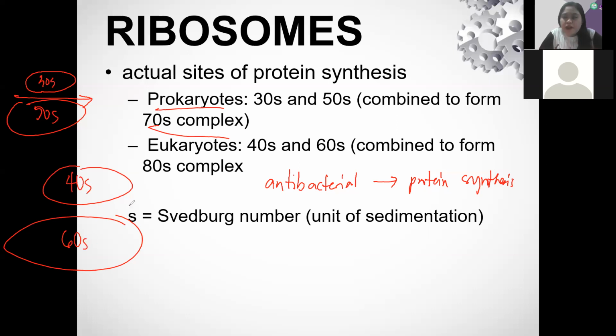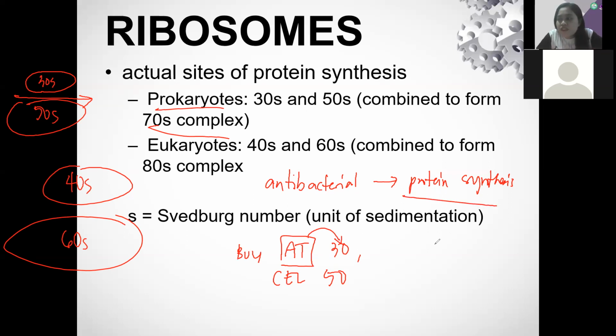And then remember, when we discussed our antibiotics, class, meron tayong mnemonics, diba? AT 30, CEL 50. Ito yung mnemonics natin. Itong AT na ito yung target nila is inhibition of the 30S ribosomal subunit kasi naghihinder sila ng protein synthesis ng mga bacteria. So ito yung target nila, 30S. At is, ano itong AT? Sino pa ang makaalala? Ano itong AT na ito?